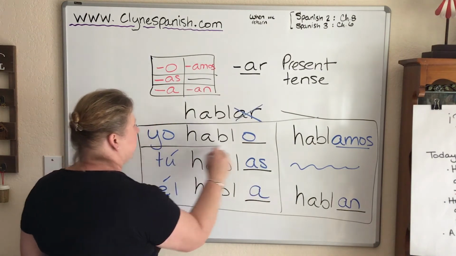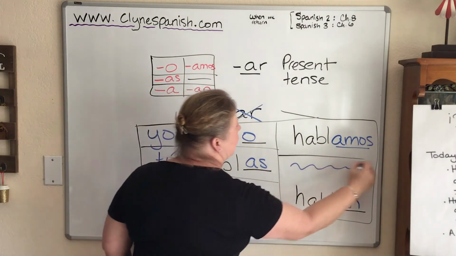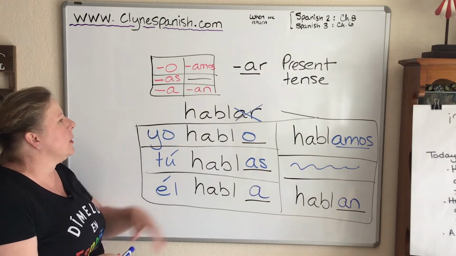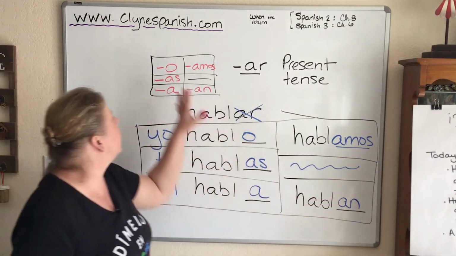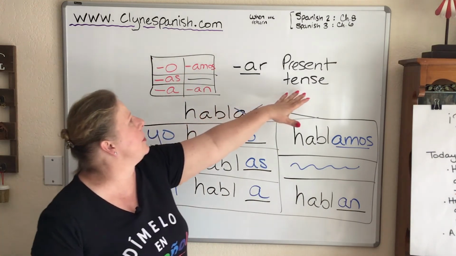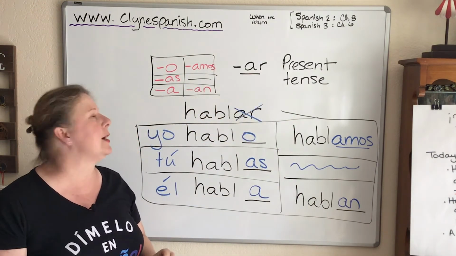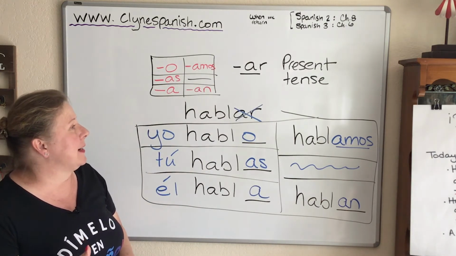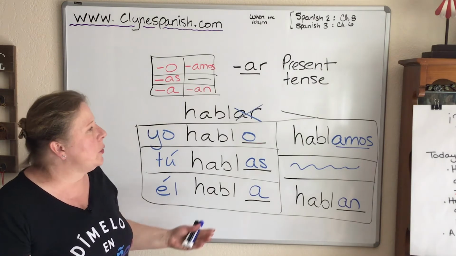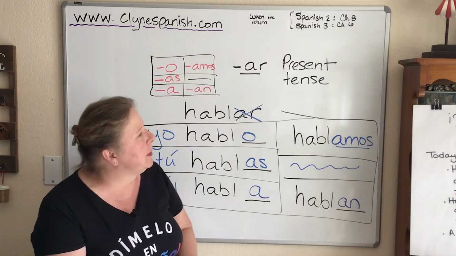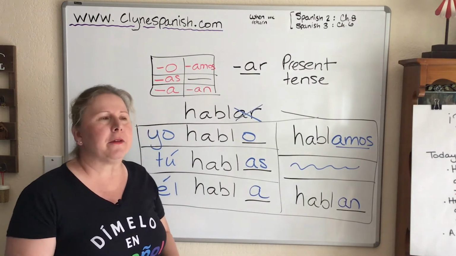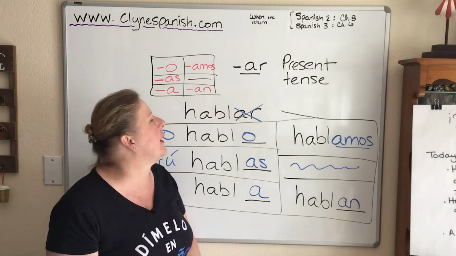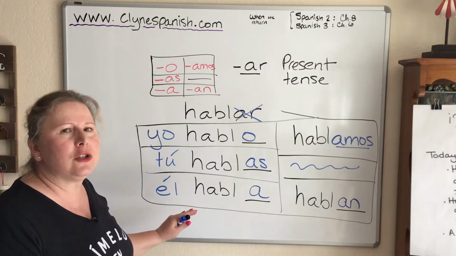Kind of messy, but I think you can see what we're doing. So there's our verb chart style: o, as, a, amos, and an. There it is. There's your present tense. So this is regular present tense for an AR verb. All right, so your basics. This is where you would start Spanish 1, probably in the first month, after you conjugate two irregular verbs, which I'll deal with at another time. But right now, I just wanted to get you to the standard.